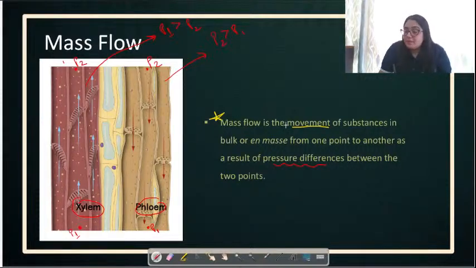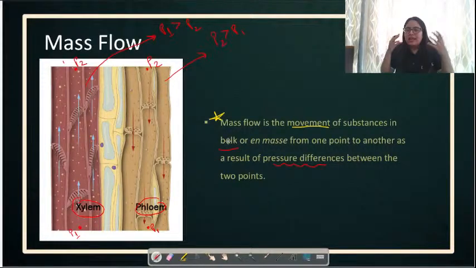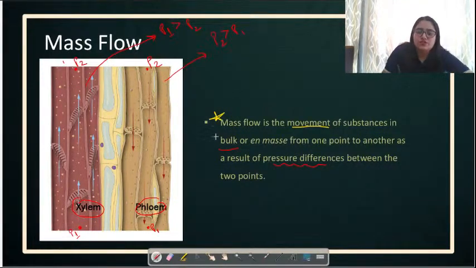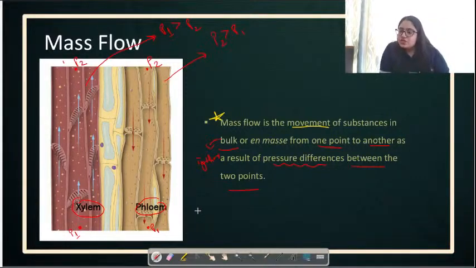So mass flow, I repeat myself, this is the prerequisite you needed to understand this line, which is a pure NCERT line: mass flow is the movement of substances in bulk. That means collectively a lot of substances move together, in masses, from one point to another as a result of pressure differences between two points, right? So give me a thumbs up if this much is clear to all of you.